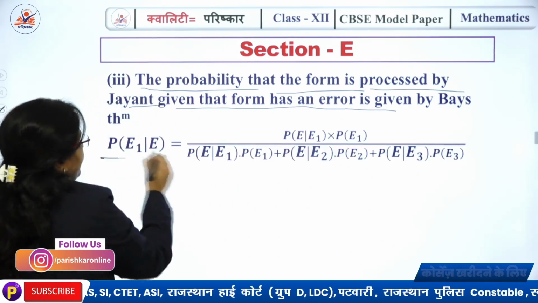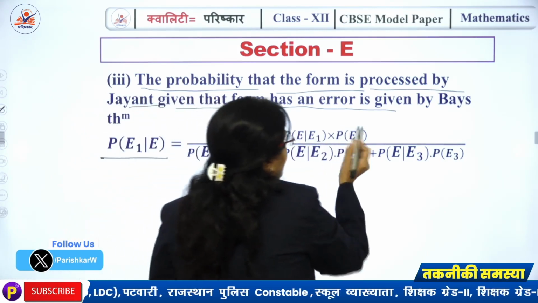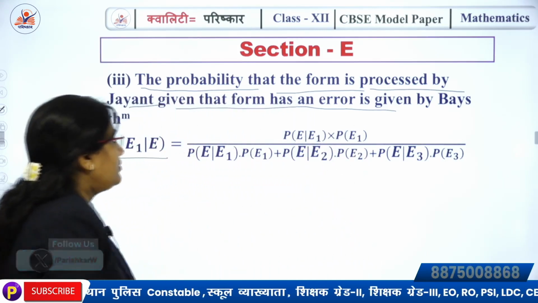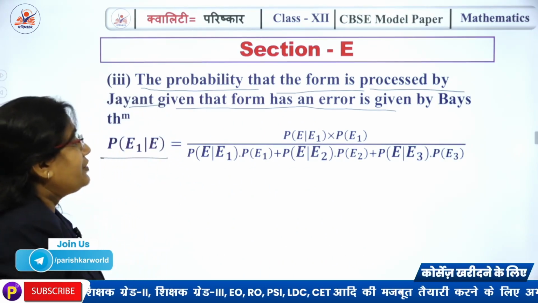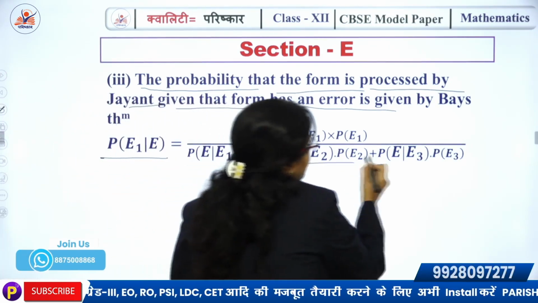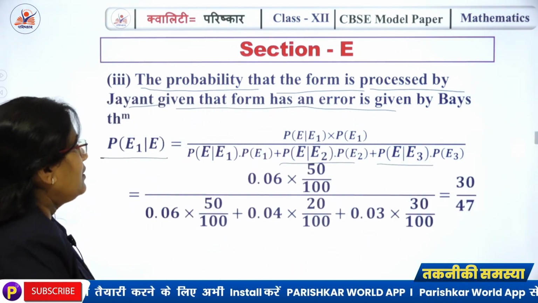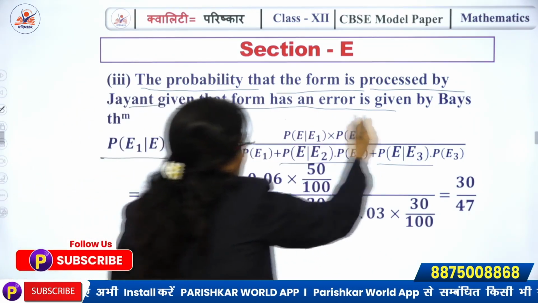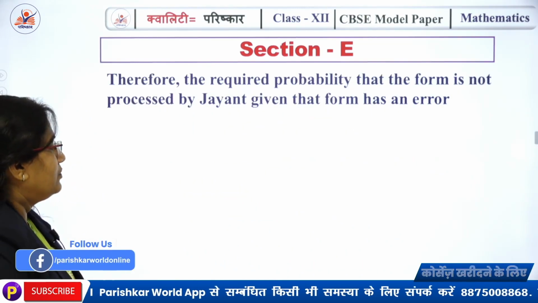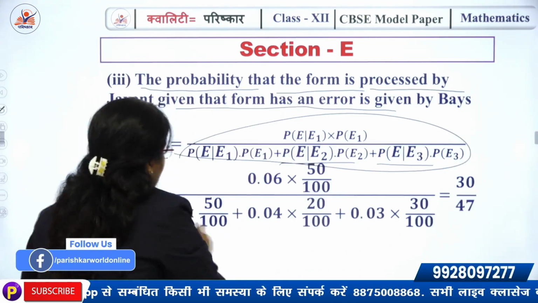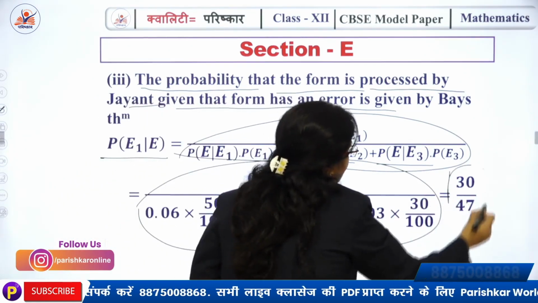We have probability of E1 by E is equals to probability of E by E1 dot probability of E1 upon probability of E by E1 dot probability of E1 plus probability of E by E2 dot probability of E2 and probability of E by E3 dot probability of E3. We have all the values in RHS part of this equation. Putting the values and after calculating this term, we have 30 upon 47.